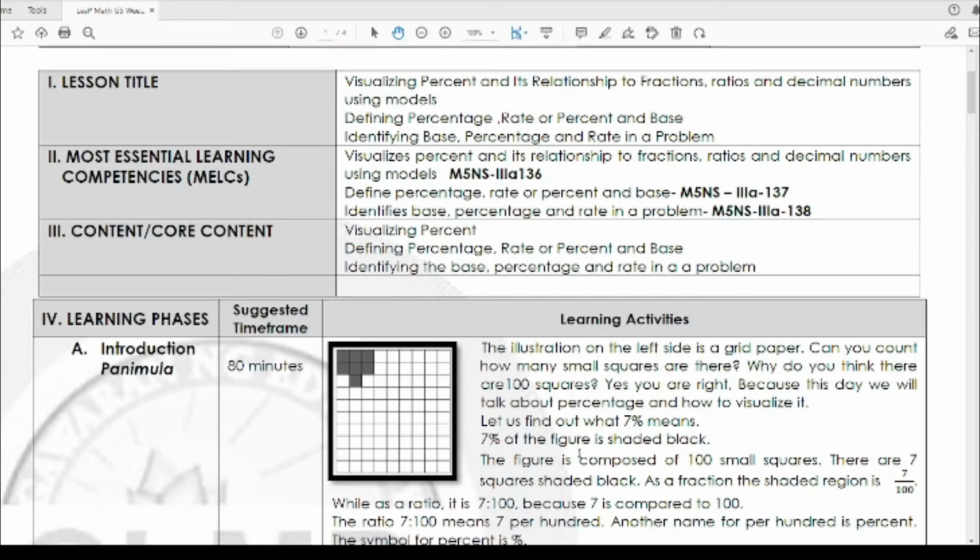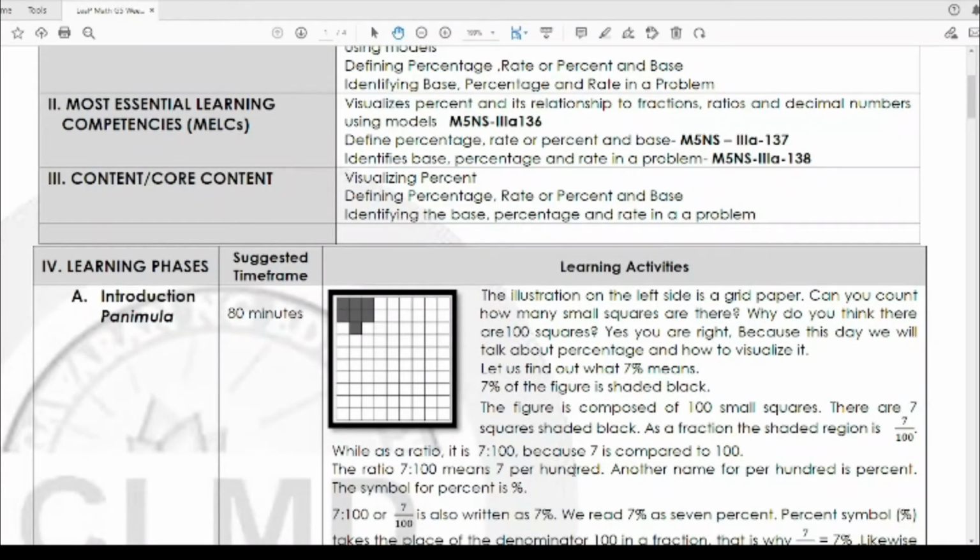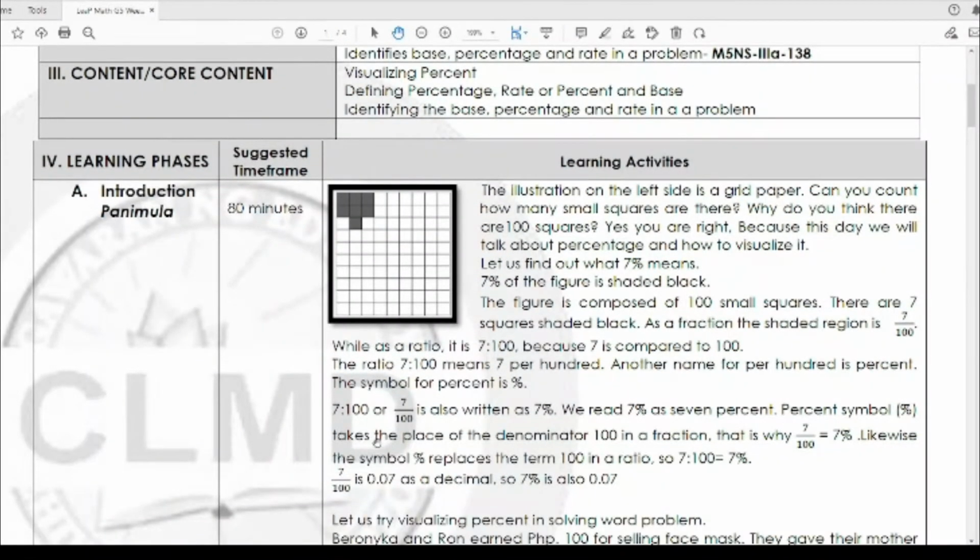7% of the figure is shaded black. The figure is composed of 100 small squares. There are 7 squares shaded black. As a fraction, the shaded region is 7 over 100, while as a ratio, it is 7:100, because 7 is compared to 100. The ratio 7:100 means 7 per 100.